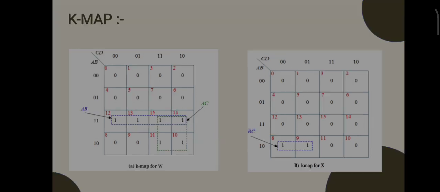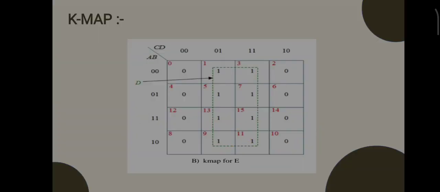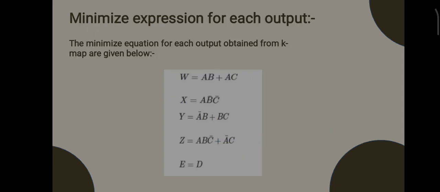Similarly we obtain the expressions for X, Y, Z and E also. We get X equal to A B bar C bar, Y equal to A bar B plus B C, Z equal to A B C bar plus A bar C, and E equal to D.